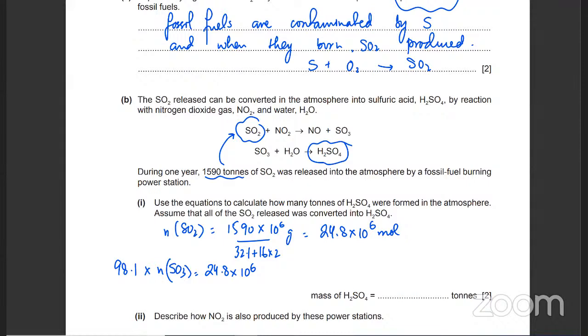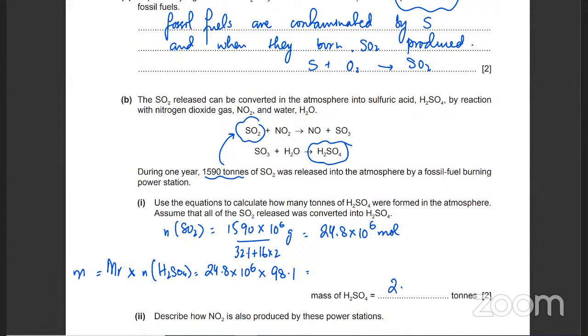Sorry, this is not SO3. We're actually talking about H2SO4. Take the moles of H2SO4. H2SO4 is 98.1. So you multiply it by the MR and you'll get the mass. So what is the final answer? 2.432 times 10^9 grams.